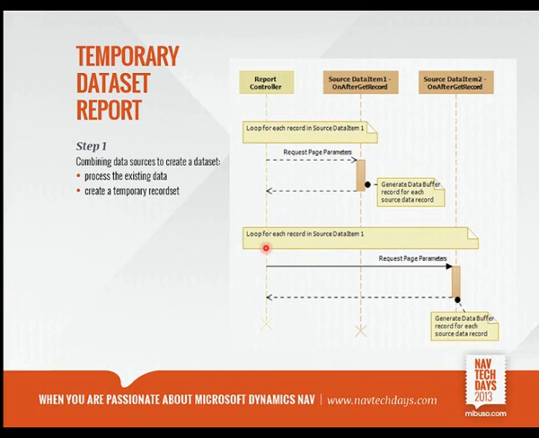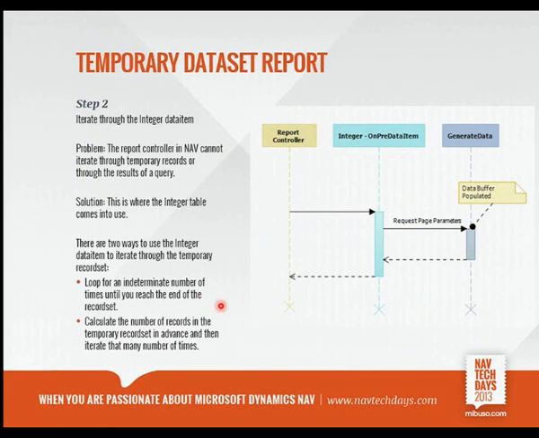Step 2, and the interesting one, is how we go step by step through this buffer. And there are 2 ways. Either we use the integer data item to go step by step, and at each step we check if we have the buffer. If not, go 1 step more. The other way is to count from before how many lines we have in the buffer and go from 1 to n, which is our number of lines that we have counted.